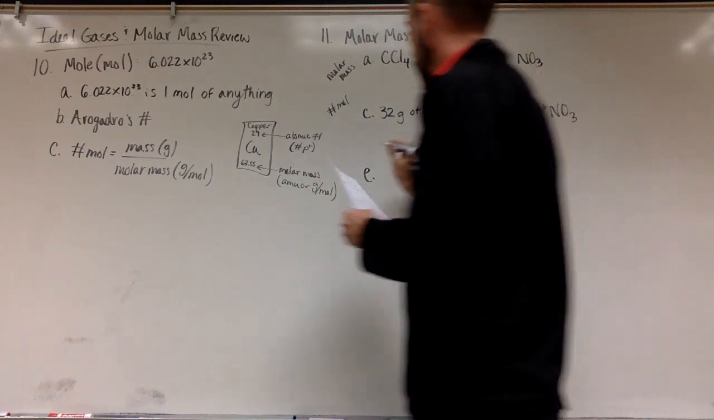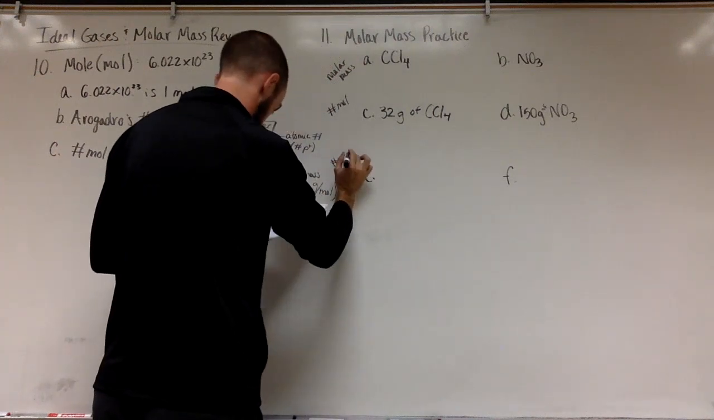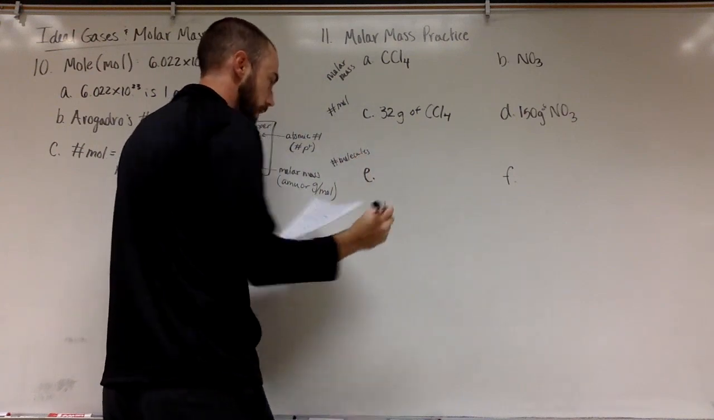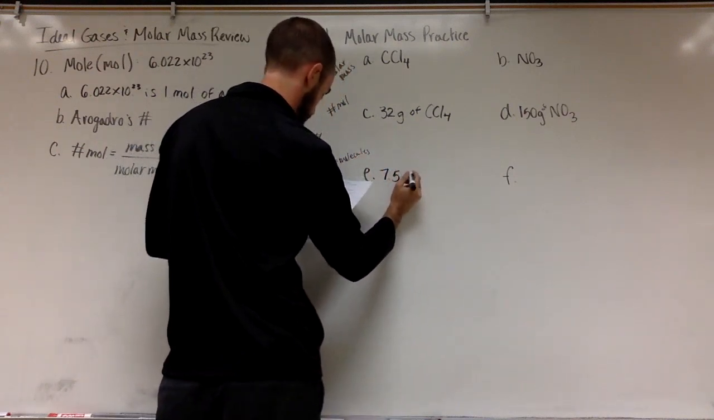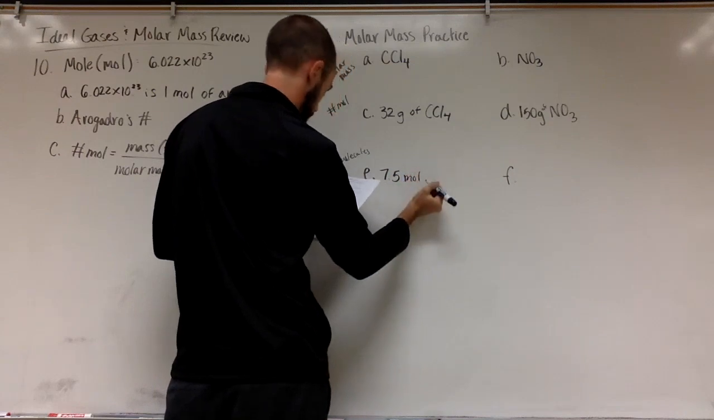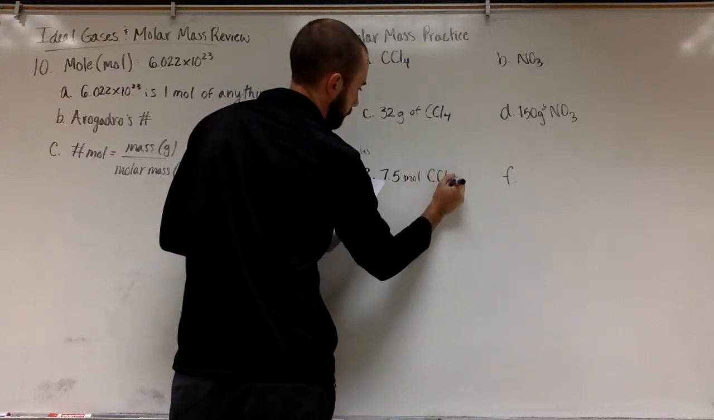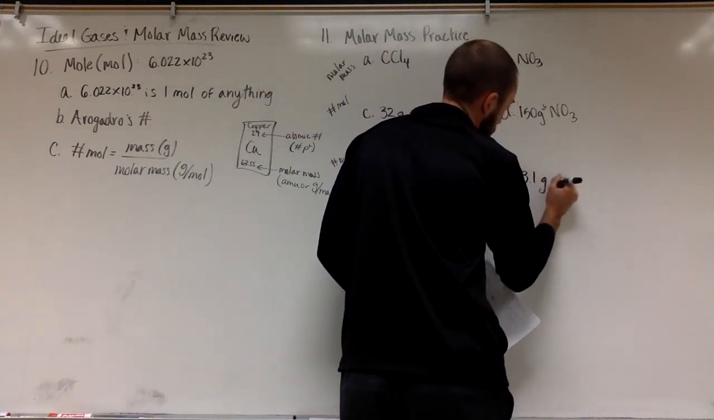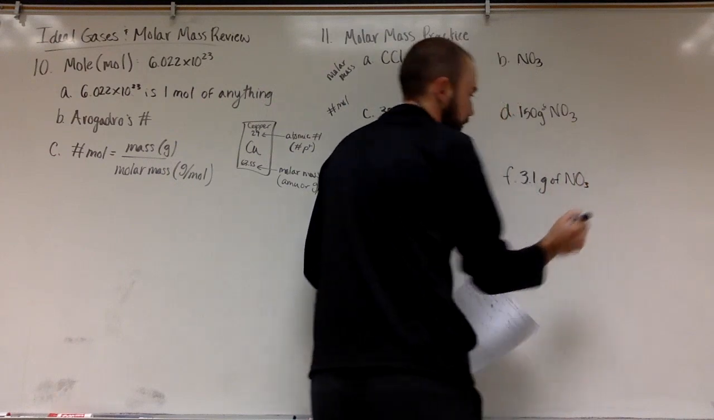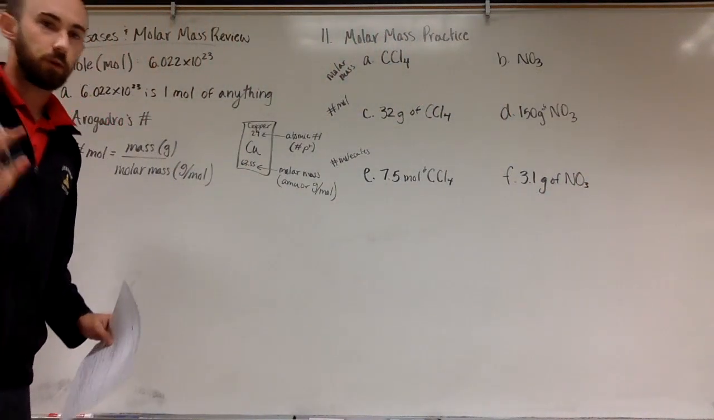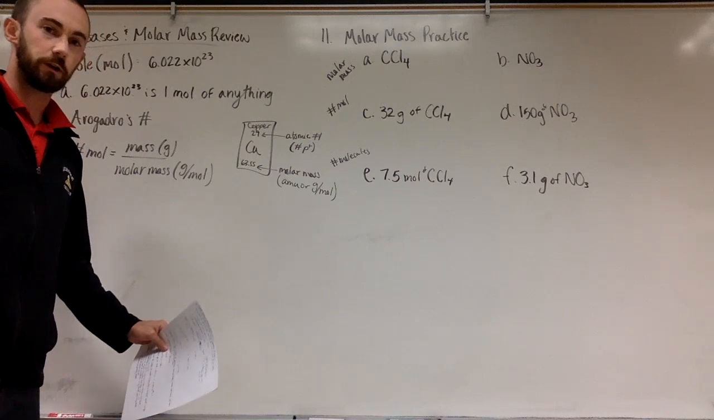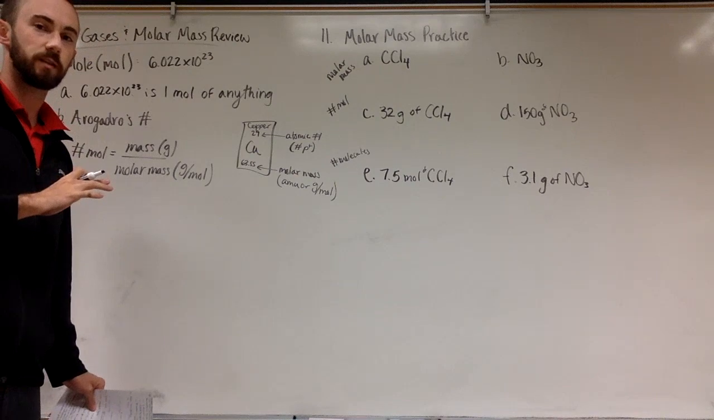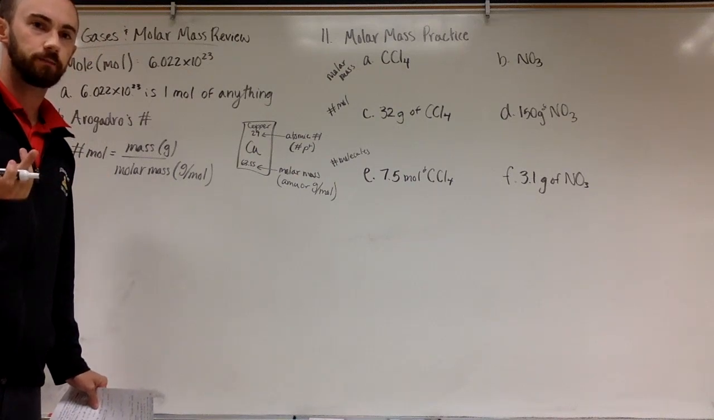And then for this last part, I want you to find the number of molecules. This would be in 7.5 moles of carbon tetrachloride and 3.1 grams of nitrogen trioxide. Okay, pause the video if you think you can do this all on your own right now. If you think you're going to need some help, hang out for just a second. I'll do the ones on the left, and then I'll let you guys do the ones on the right.